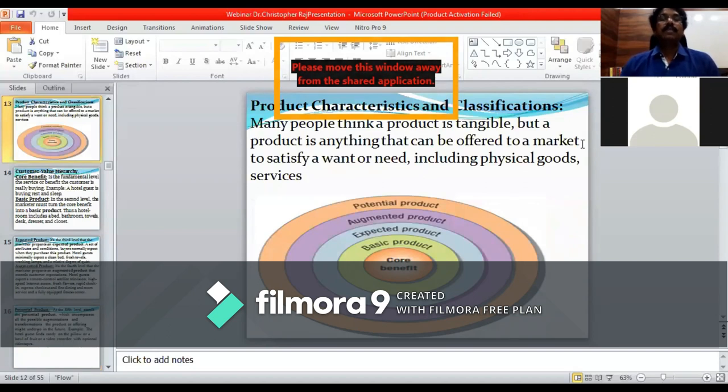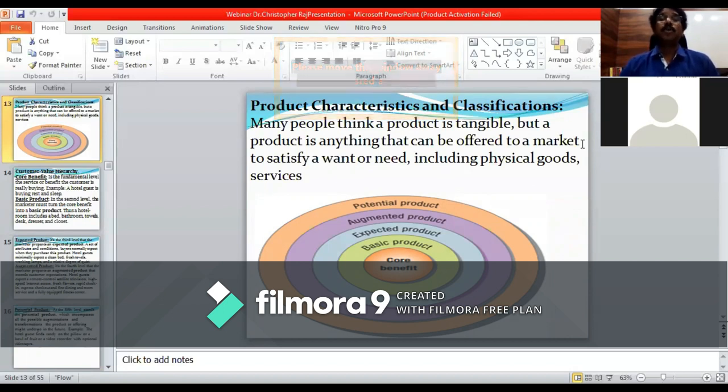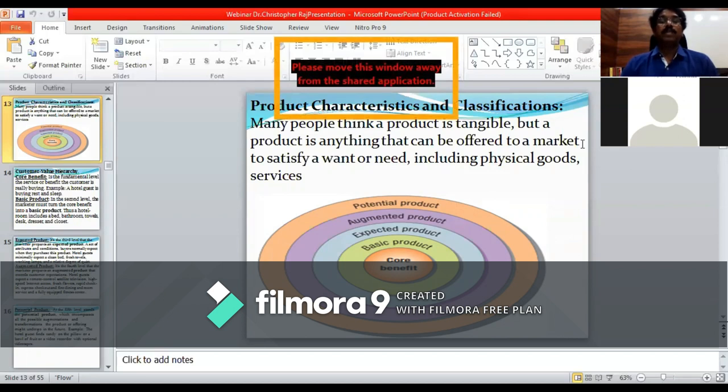So let's learn about product characteristics and classification. Many people think that a product is tangible, but a product is anything that can be offered to a market to satisfy a need or want: physical goods and services. The levels are the core benefit, basic product, expected product, augmented product, and potential product.